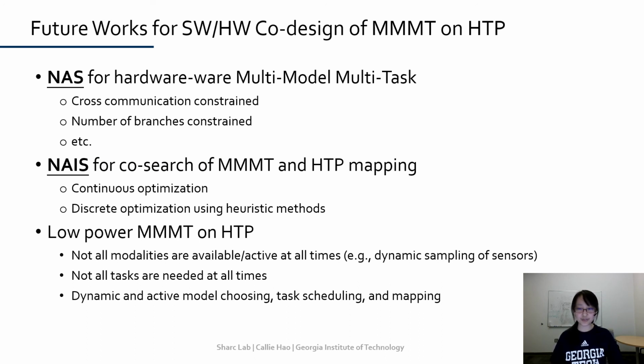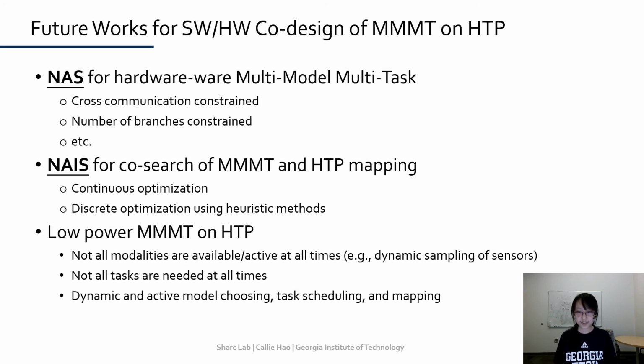And here are some interesting future works. First, of course, we can apply NAS for hardware-aware MMT model design, which I think might be the first step and can be relatively easier. And second, we can do it more aggressively using this nice idea to do simultaneous co-design, either using continuous optimization, as we already explained, with this probability distribution and sampling, or we can also use discrete optimization, such as some heuristic methods, which are also fine.